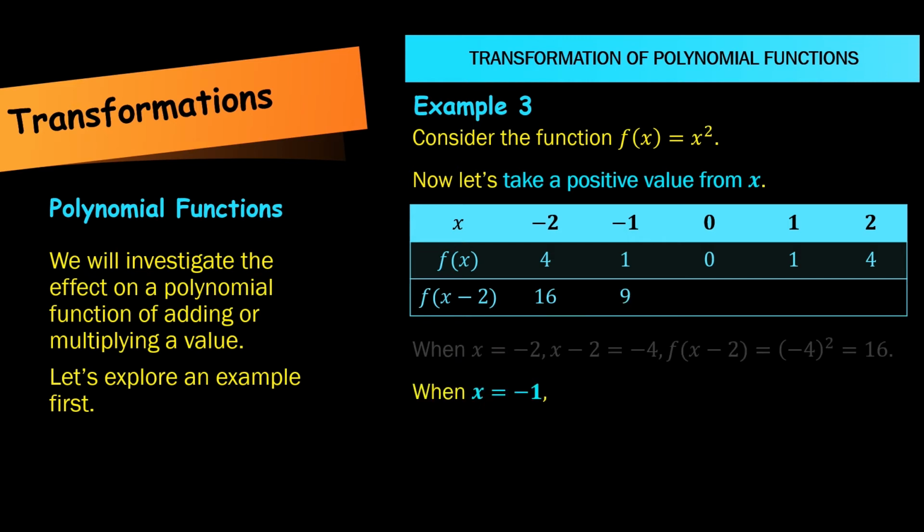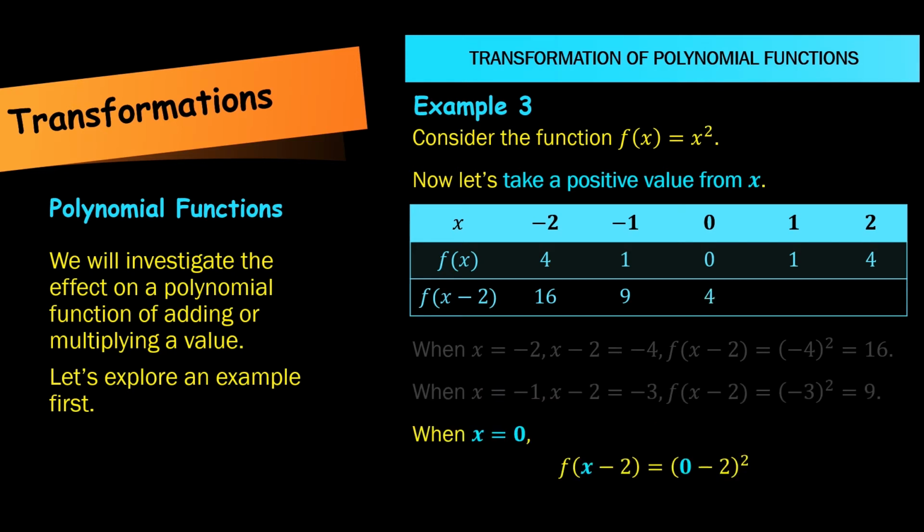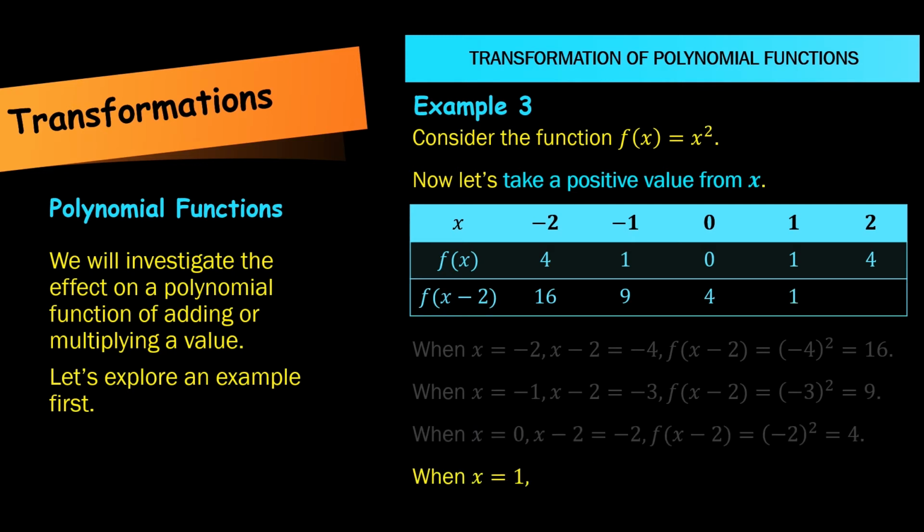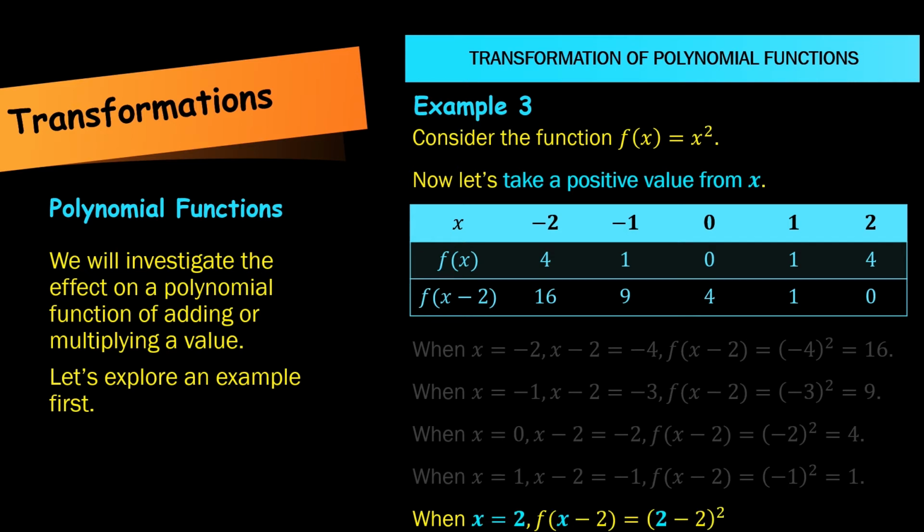For x is minus 1, f of x minus 2 is 9. For x is 0, f of x minus 2 is 4. When x is 1, f of x minus 2 is also 1. And finally, when x is 2, f of x minus 2 is 0.